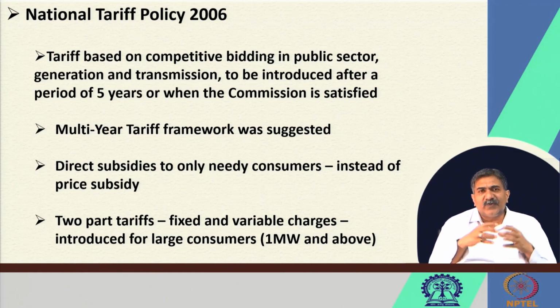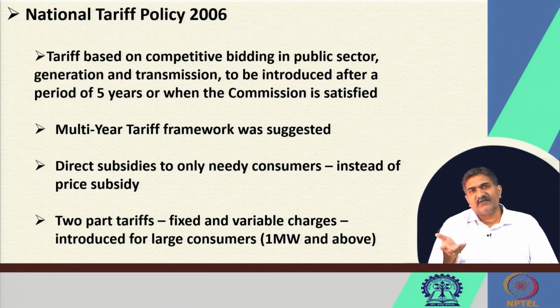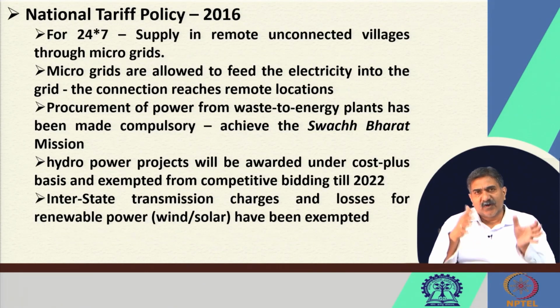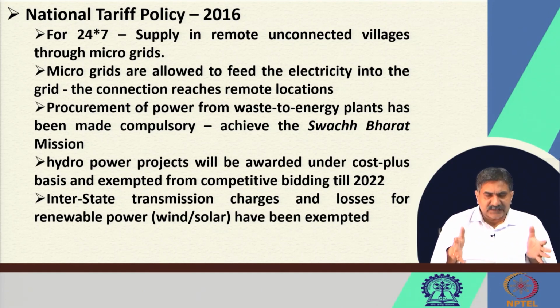It was also suggested that to bring in transparency on the transfer of subsidy, let there be identification of targeted beneficiaries in a very meticulous manner. Let price not be a factor, let consumption be a factor for identifying the beneficiaries. And then it was also suggested that the tariff should have two components. One is the fixed one, the other is the variable charges. And it is suggested that it be implemented for the large consumers who will be consuming 1 megawatt and above.